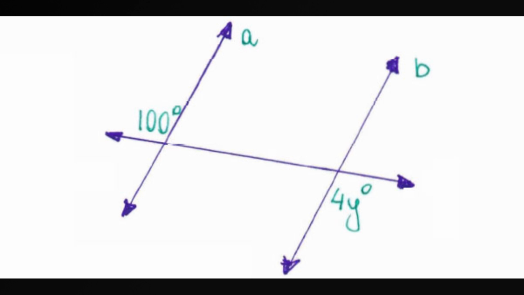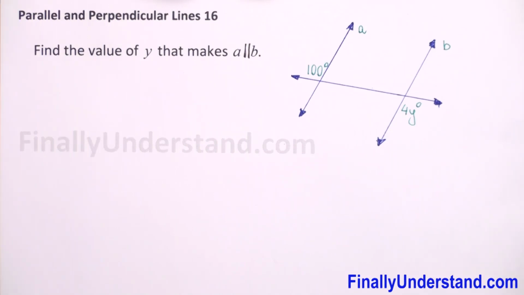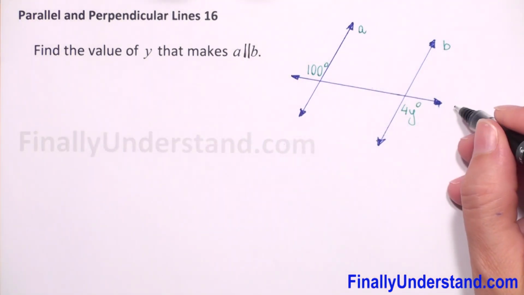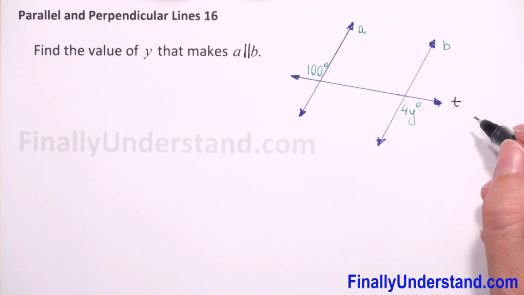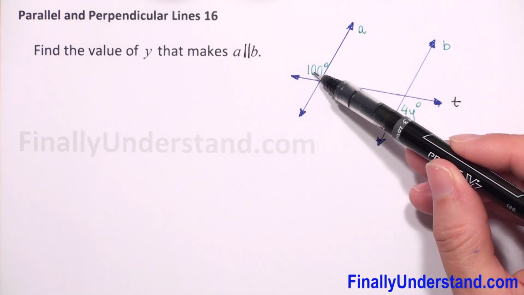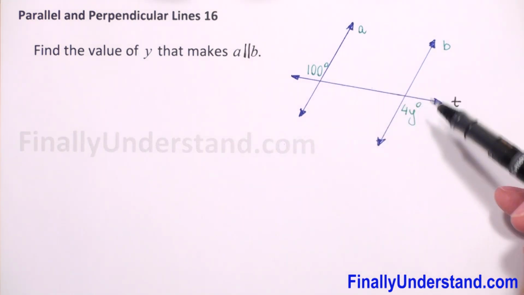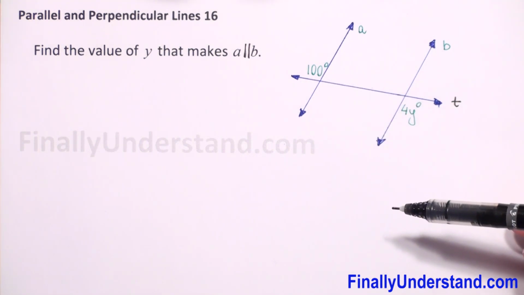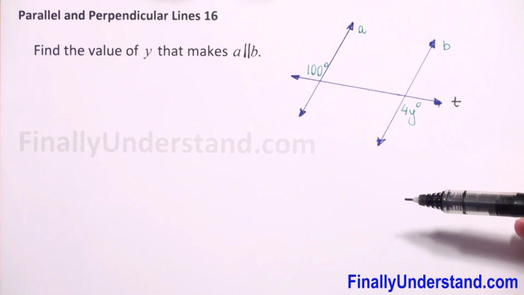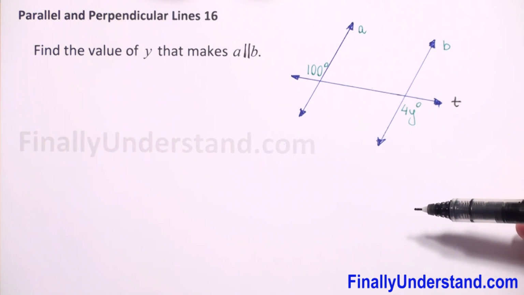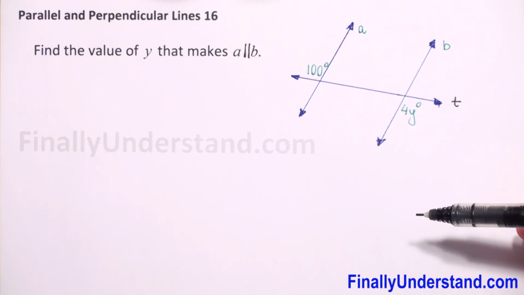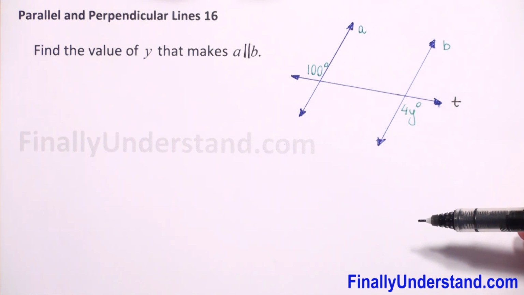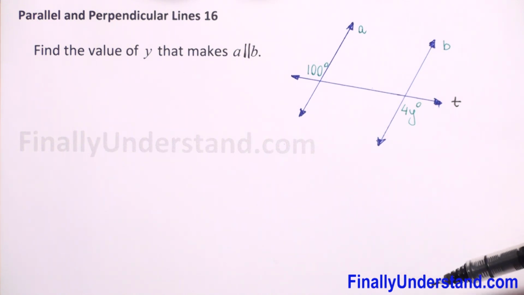We have here two lines A and B, and they are cut by transversal. Let's put that this is our T, because we have given here alternate exterior angles. So we will use alternate exterior angles converse: if two lines are cut by a transversal, so the alternate exterior angles are congruent, then the lines are parallel.